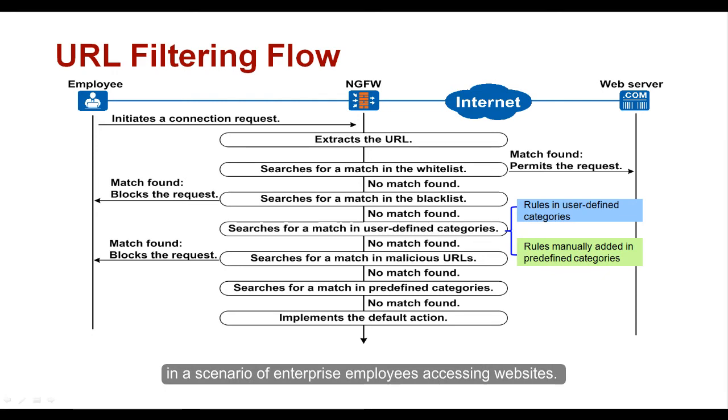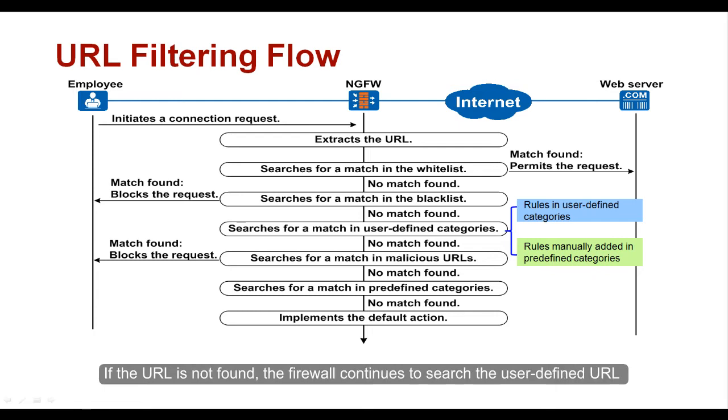In a scenario of enterprise employees accessing websites, after an employee initiates a connection request, the firewall extracts URL information from the request packet and performs URL filtering. The firewall first searches the waitlist for the requested URL. If the URL is found, the firewall allows the request. If the URL is not found, the firewall continues to search the blacklist for the URL. If the URL is found in the blacklist, the firewall blocks the request.